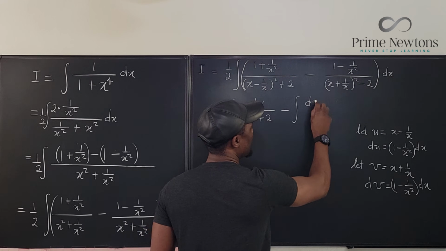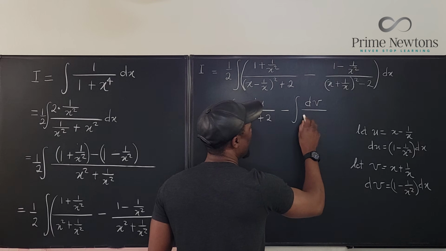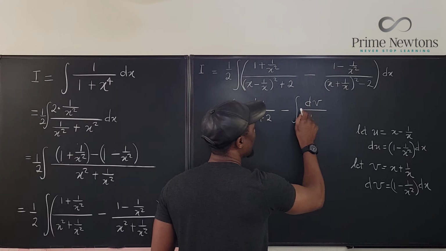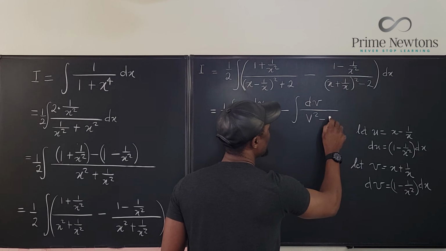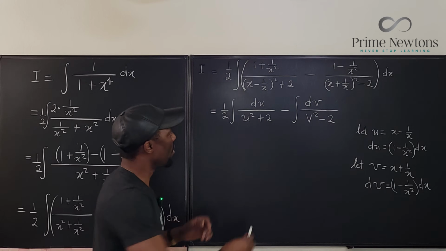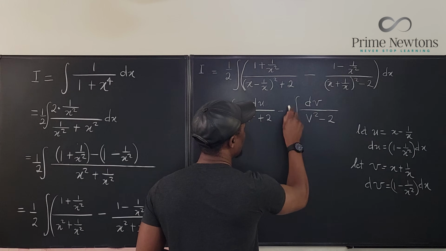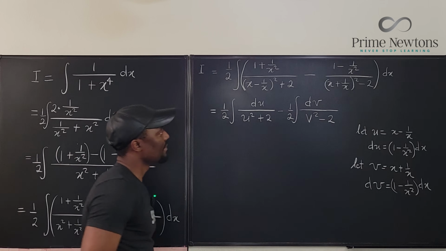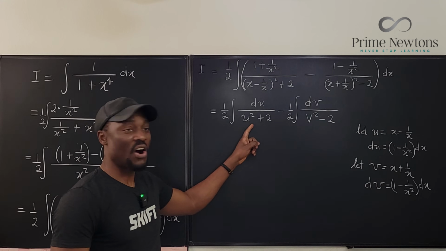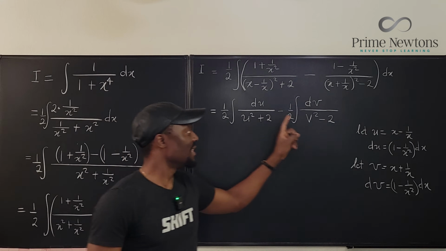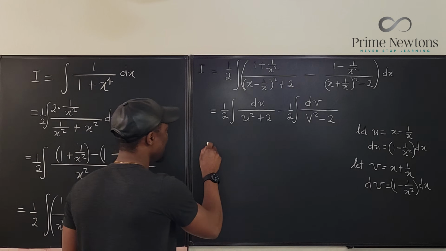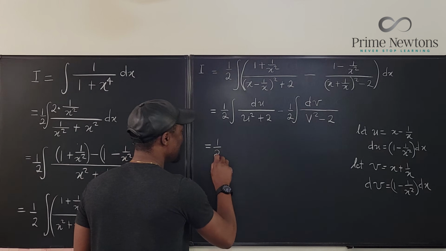1 minus 1 over x squared dx is going to be here. So this is going to be dv over v squared minus 2. That's it. Oh, 1/2. I need 1/2 here. That's it. Do you know how to integrate this? Yes. This is the arctan formula. This is the inverse hyperbolic tangent formula. And that's it. This is going to be 1 over 2.